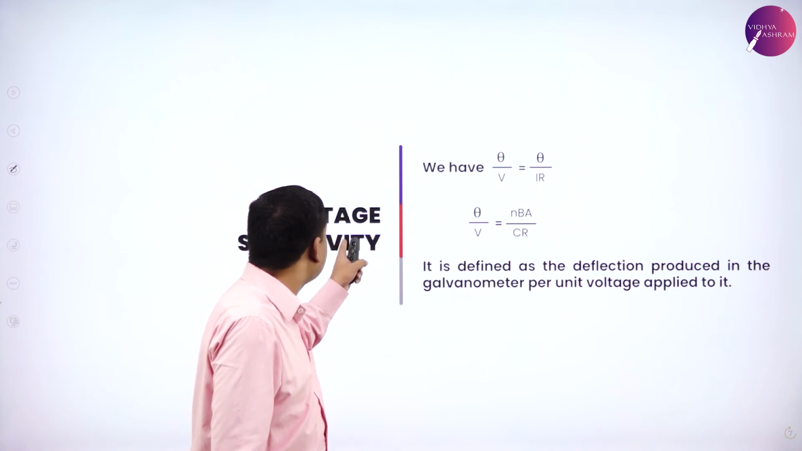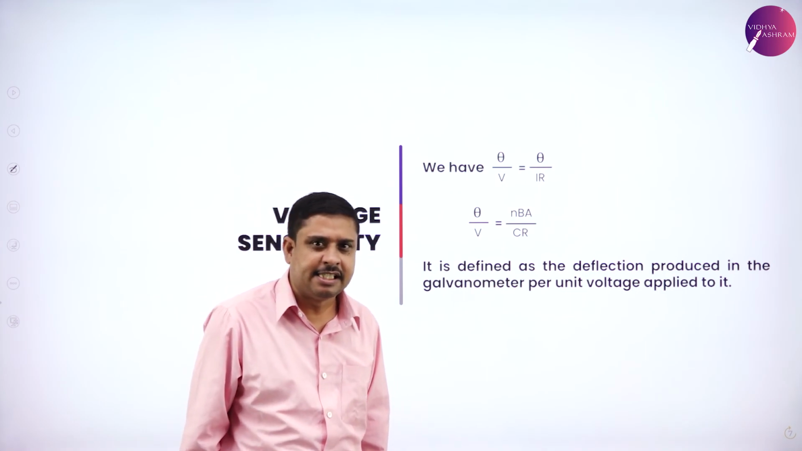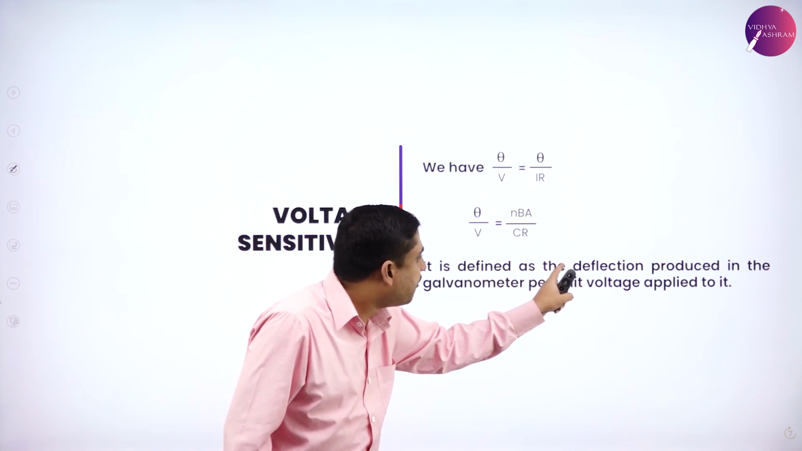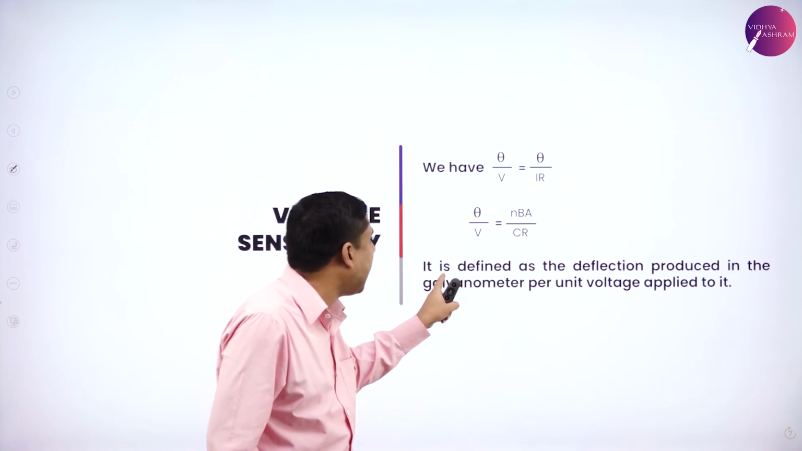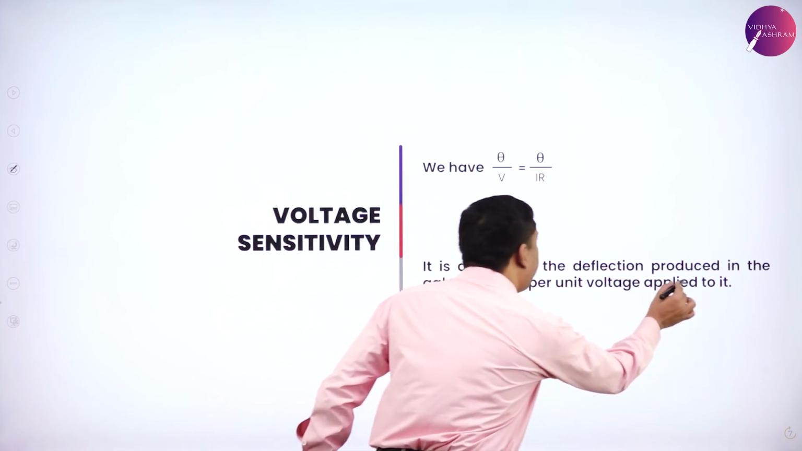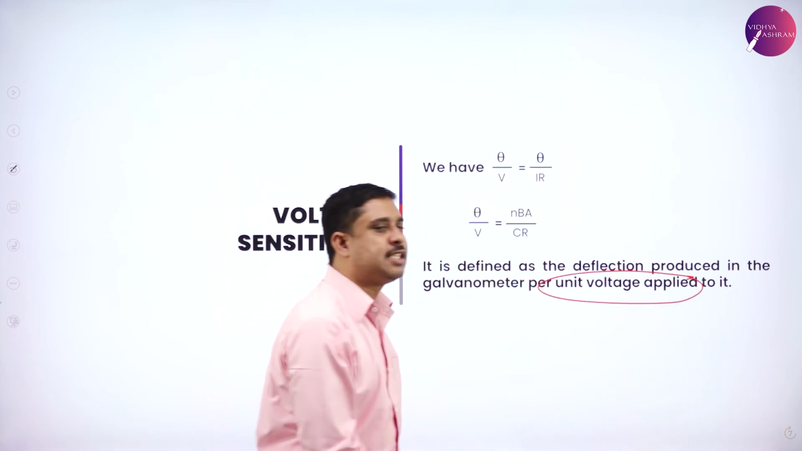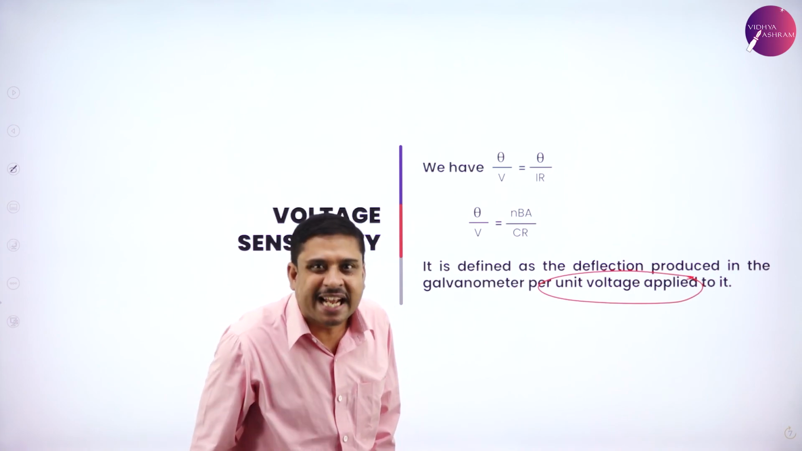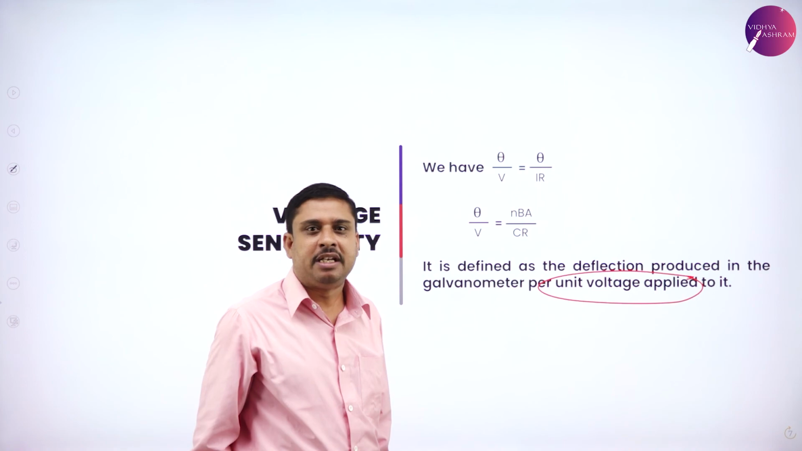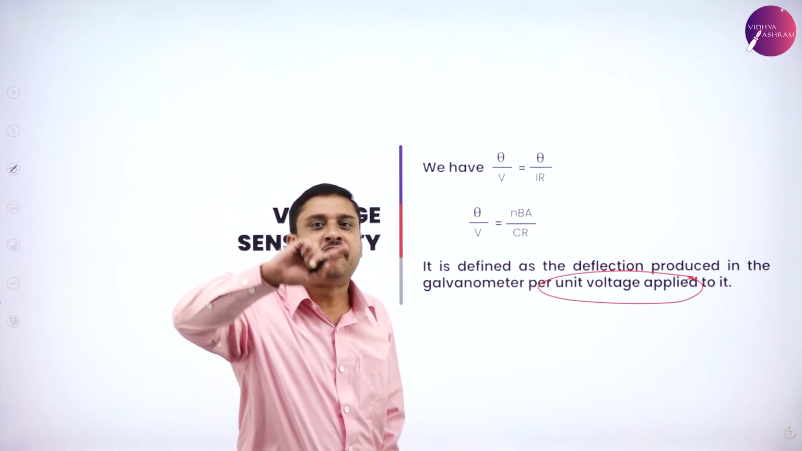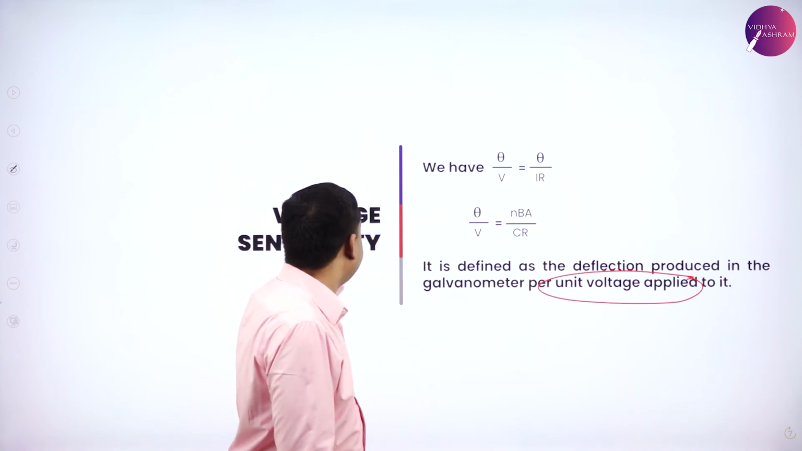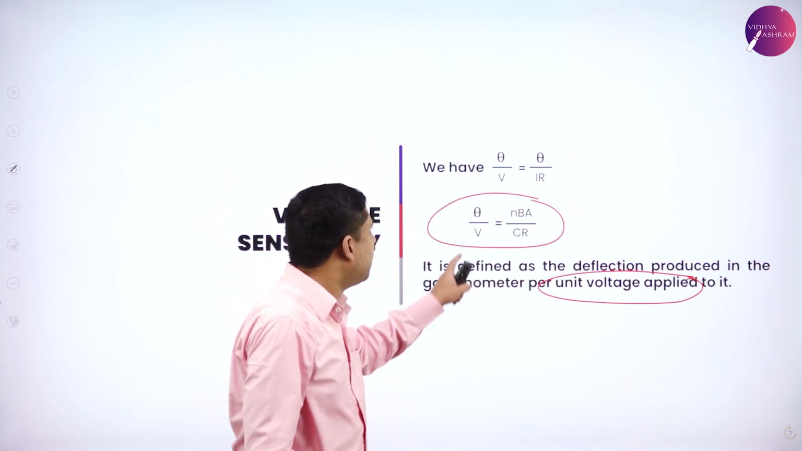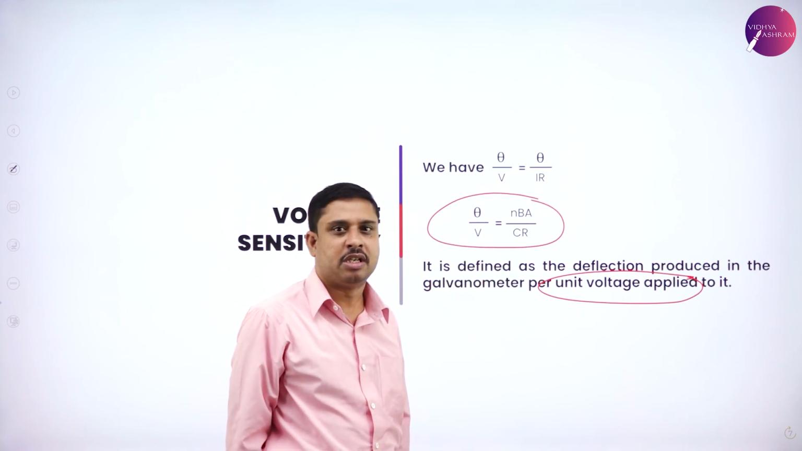The next one is called voltage sensitivity. It is defined as the deflection produced in the galvanometer per unit voltage applied to it. When I apply 1 volt of potential to the galvanometer, how much deflection is produced is what is called voltage sensitivity, given by this expression.